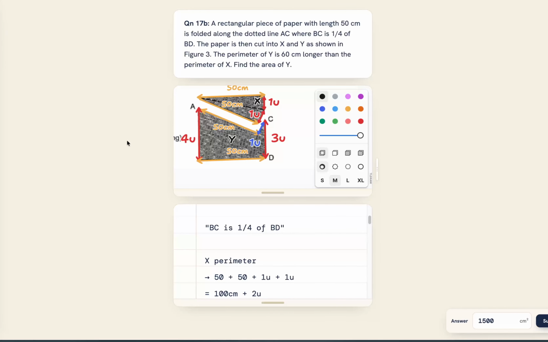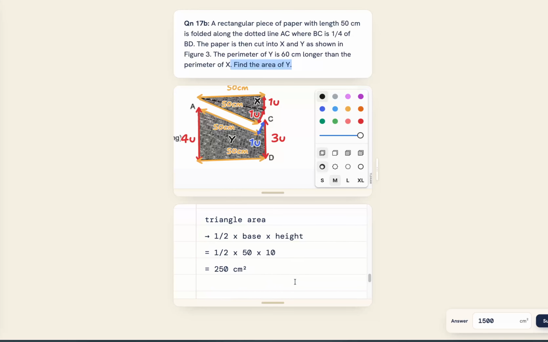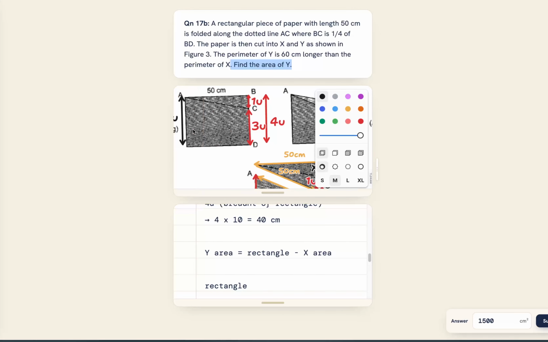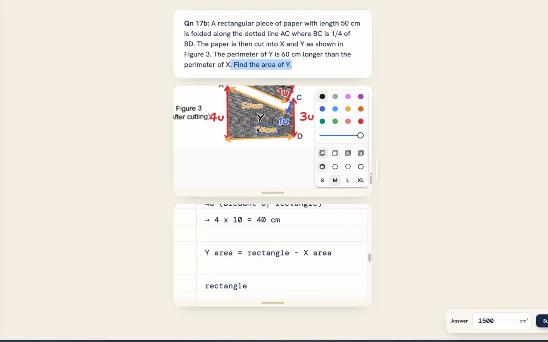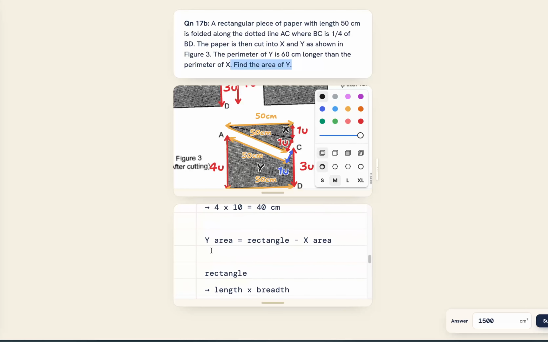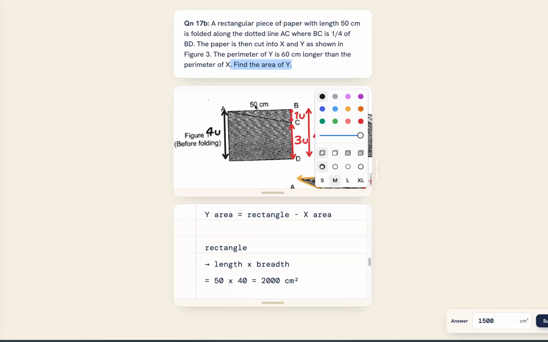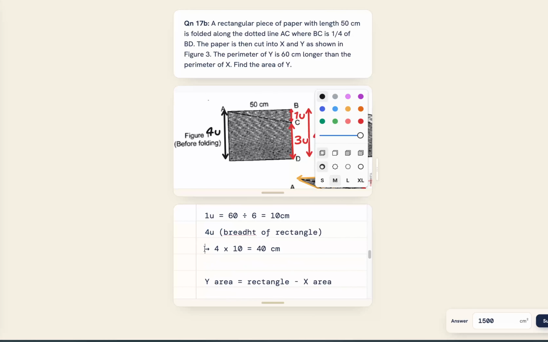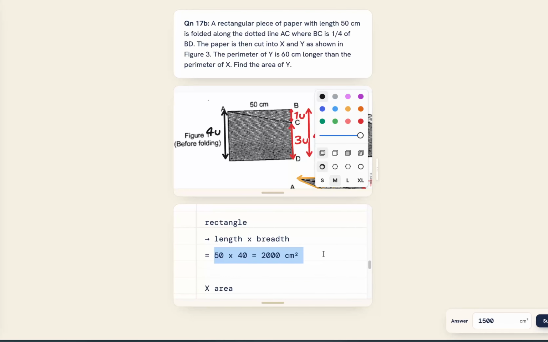So question 17, part B, we want to find the area of Y. To get the area of Y, we need to get the whole rectangle over here. Y is basically this whole rectangle, and then you minus X, because X was cut out. So how do we find the rectangle? Pretty straightforward. We know the length is 50, and the breadth is 4 units. So the breadth over here is 4 units times 10, which is equal to 40 centimeters. So you multiply 50 by 40, and this will give you 2000 centimeters squared.